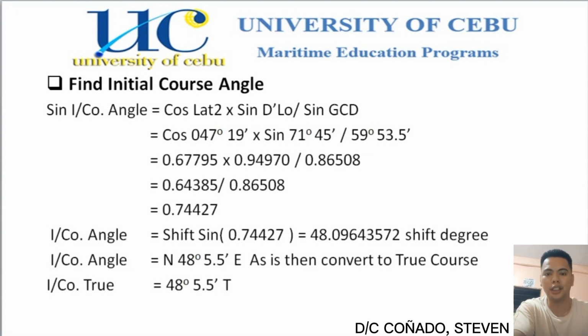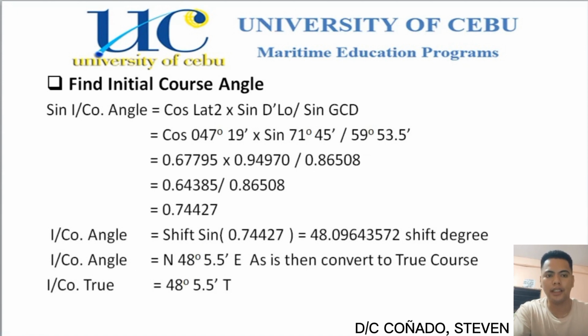The latitude 2 is 47 degrees 19 minutes, the difference in longitude is 71 degrees 45 minutes, and the great circle distance is 59 degrees 53.5 minutes. To get the cosine of latitude 2, we need to take the cosine of 47 degrees 19 minutes. So we have here the answer.